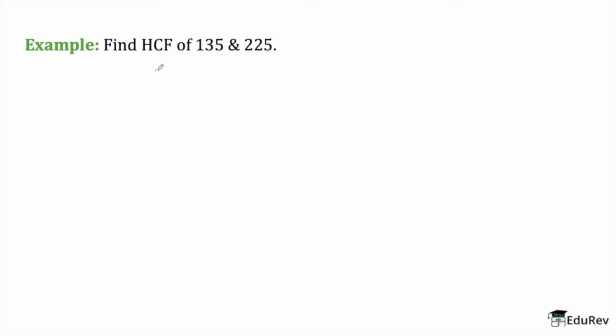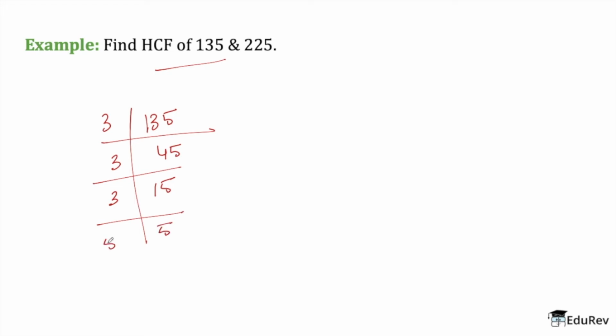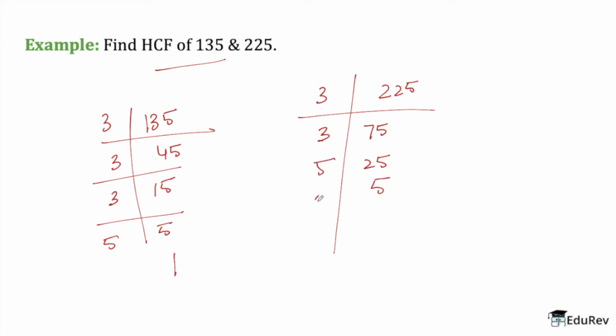Now there are two methods of doing this question itself. The first method is that, okay, I take 135, and when I'm solving 135, it will be 3 times 45, then 3 times 15, then 3 times 5, then 5 times 1. Similarly, when I take 225, I can do what? It's going to be 3 times 75, then 3 times 25, then 5 times 5, and 5 times 1.